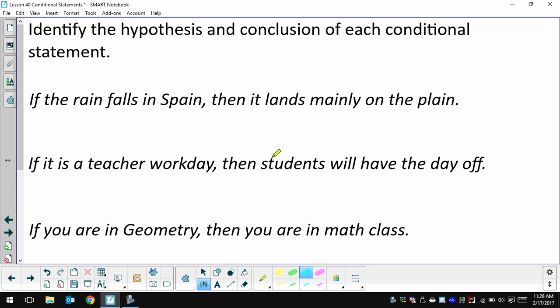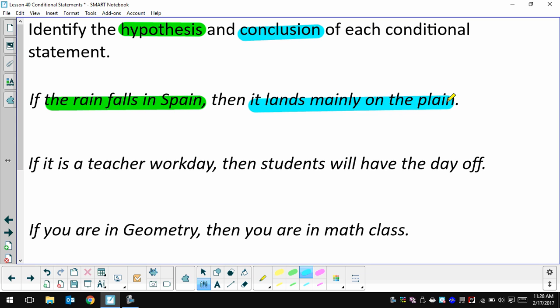So let's do a couple of these. Here, if the rain falls in Spain, then it lands mainly on the plain. So between if and then is my hypothesis, and I'll do all those in green. I'll do my conclusion in blue. It's all the stuff after then, so it lands mainly on the plain.